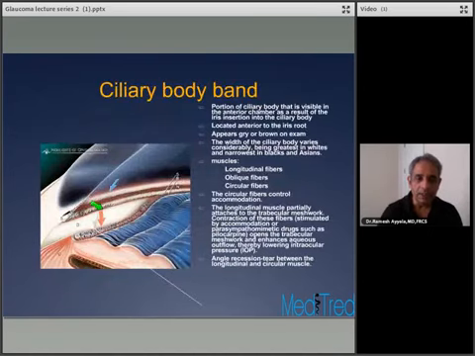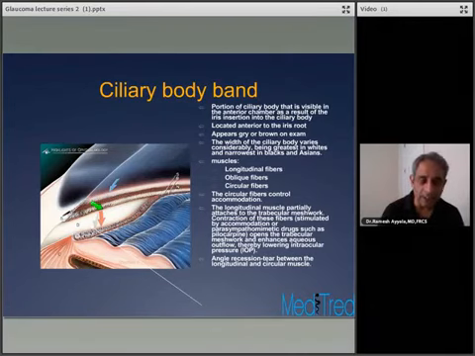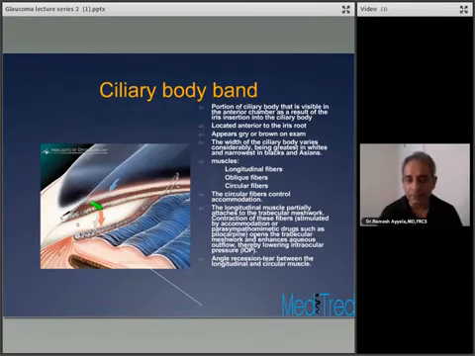Now let's talk about each one of these structures as viewed through gonioscopy. There will be a separate lecture on gonioscopy, but I want you to understand the relevant anatomy before you listen to the gonioscopy lecture itself.